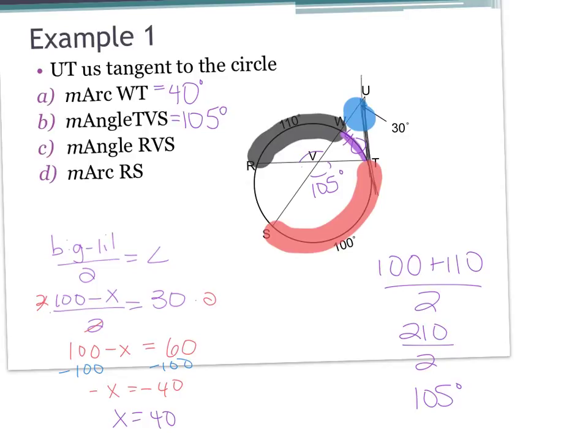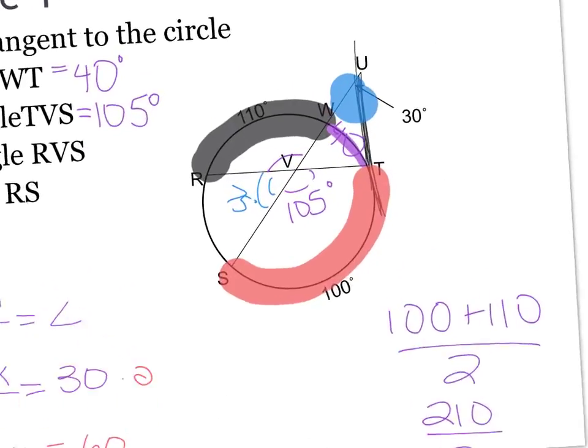All right, the next one is the measure of angle RVS. So RVS is this angle here. Is it just 80? Not 80. 180? Nope. So that one and the 105 add up to 180. You could do it that way. This would make it 75. Anybody see another way to do it?